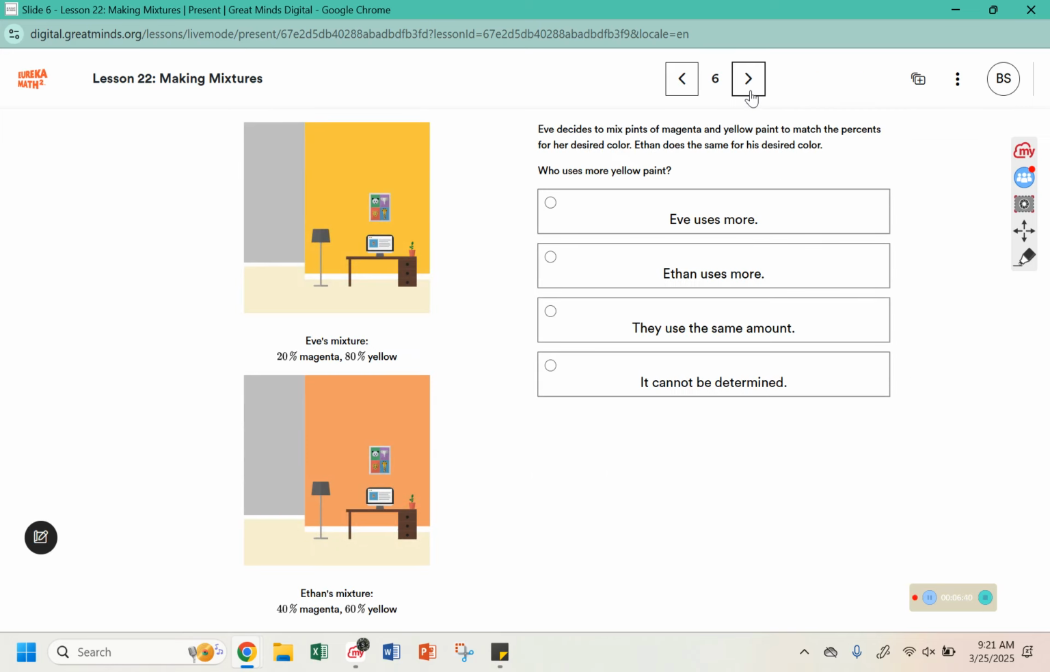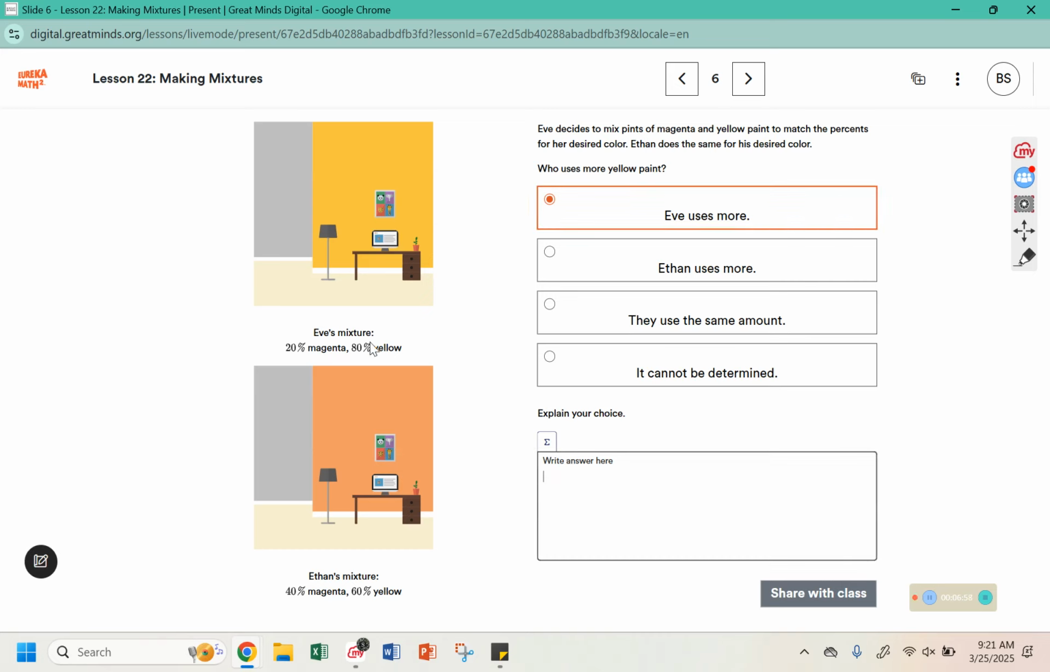Eve decides to mix pints of magenta and yellow paint to match the percents for her desired color. Ethan does the same for his desired color. Who uses more yellow paint? Eve would use more yellow paint because she has a higher percentage.